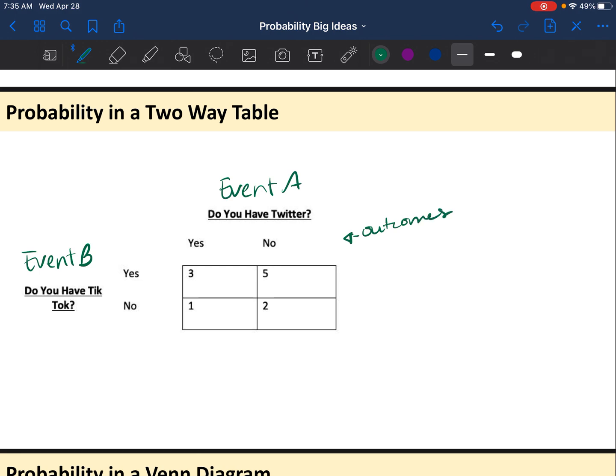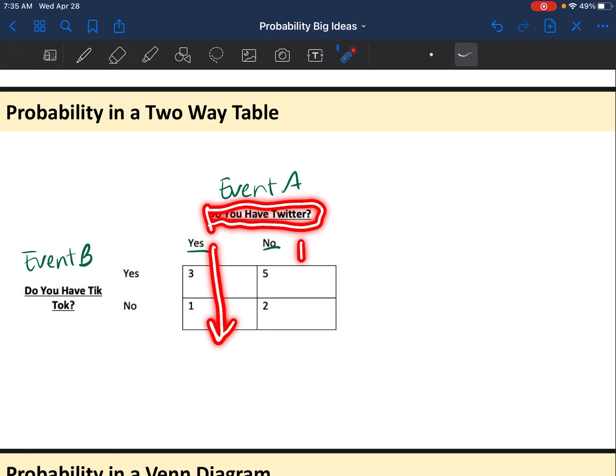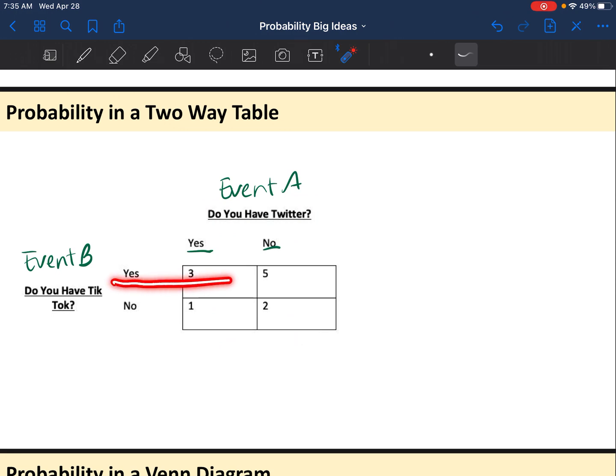So if I ask you, do you have a Twitter? Your possible answer is yes or no. You're one or the other. So when you read a two-way table, like this is, do you have a Twitter? Yes and no. This is, do you have TikTok? Yes and no. So you're going to read it vertically and horizontally.